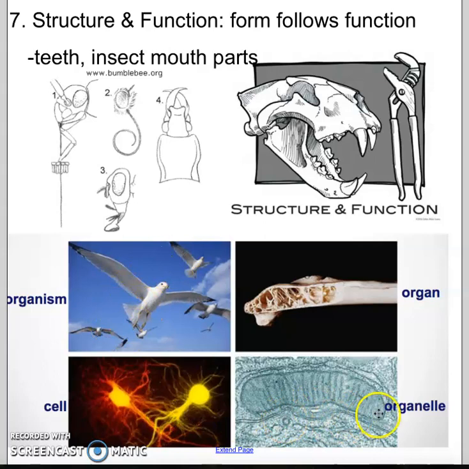You'll see this with organelles. When we get to the mitochondria, why does it have all these folds? Well, we increase surface area, so we can have a lot of chemical reactions occurring. So this is by far my favorite theme that reappears in biology. Form follows function, or structure and function. If it looks like it does something, that's probably what it does.